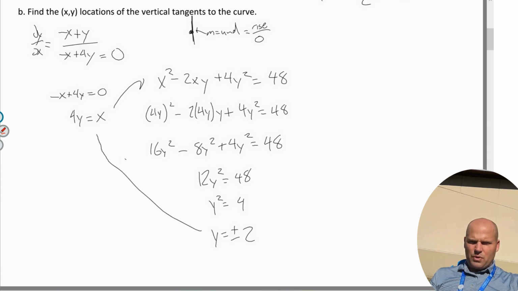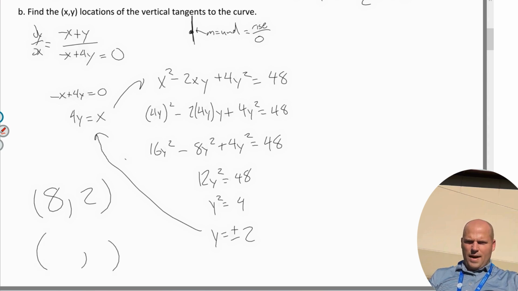I'm going to plug in here to get that when y is positive 2, x is positive 8. When y is -2, x is -8.